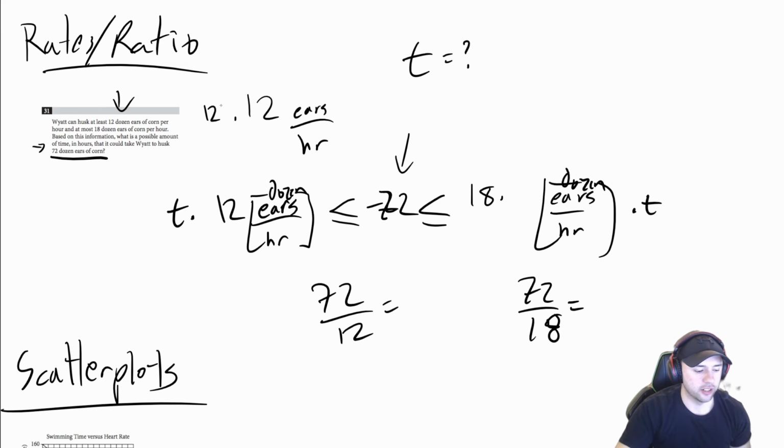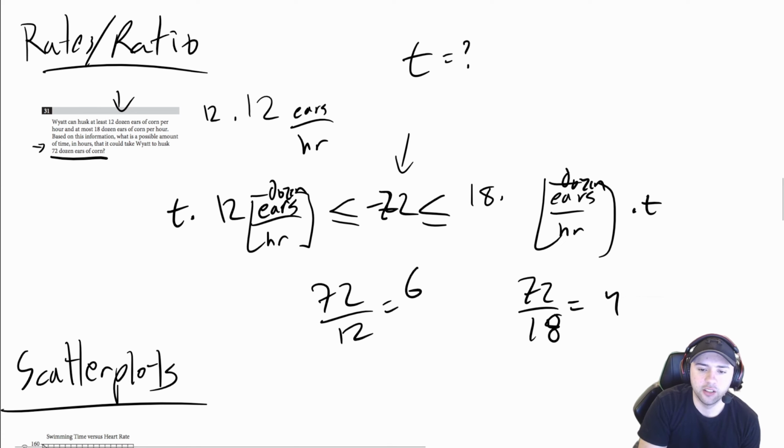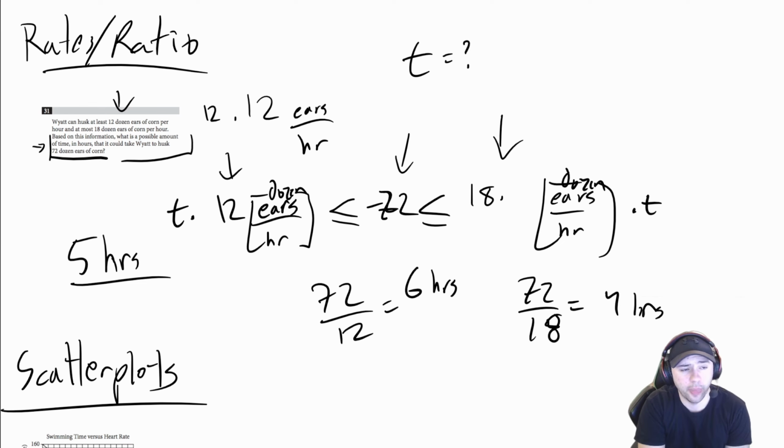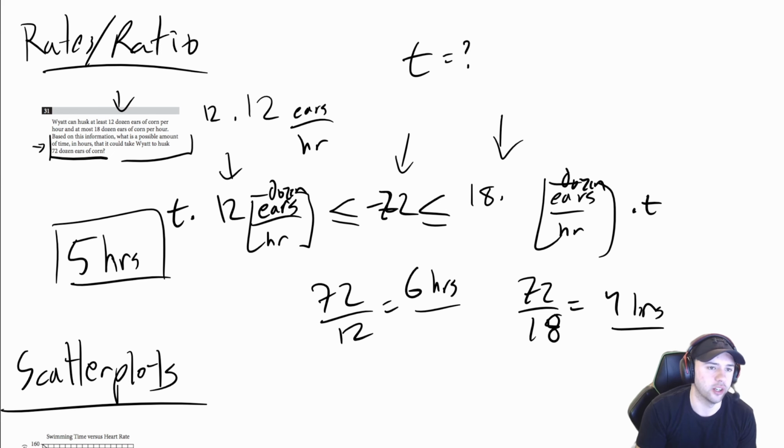So let's plug that into a calculator real quick. Okay, so we plugged it into a calculator and we got 6 and 4, which means that if they were going at the slow rate, it would take them 6 hours, and if they're going at the fast rate, it would take them 4 hours. So one possible amount of time in hours would be between 6 and 4. So we would just say 5 would be reasonable. Now, you could say 6 or 4 or 5, but just because these numbers were nicely spaced apart, I'm going to use 5 hours as the answer choice I would fill in.